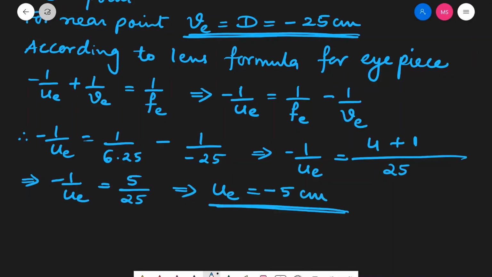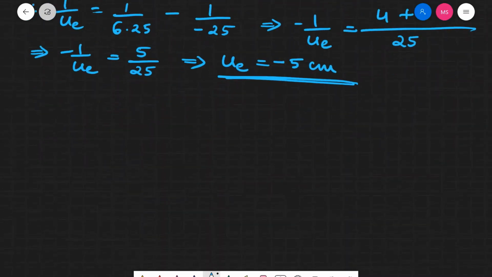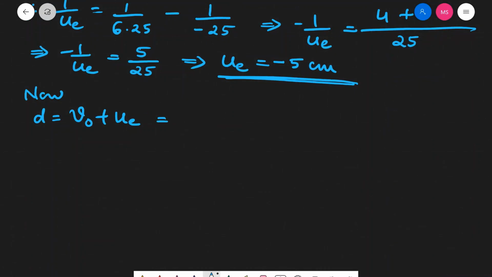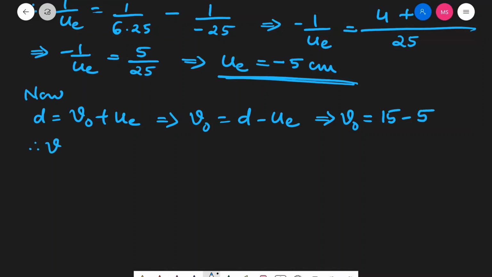So the object distance for the eyepiece is 5 centimeter. Now we know that D is equal to VO plus UE. Remember, this is in magnitude. So VO will be equal to D minus UE, that is 15 centimeter minus 5. Therefore VO will be equal to 10 centimeter.